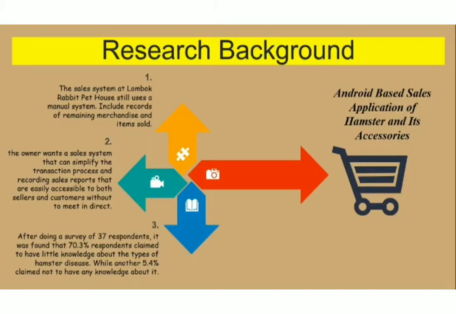The first step is the research background. There are three main factors behind this research. The first is the sales system at Lombok Rabbit Pet House still uses a manual system, including records of remaining merchandise and items sold. The second is the owner wants a sales system that can simplify the transaction process and recording sales reports that are easily accessible to both sellers and customers with no need to meet in direct.